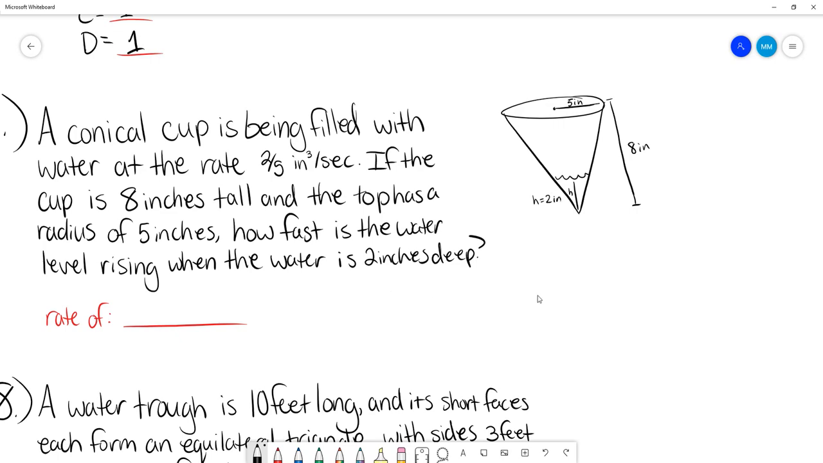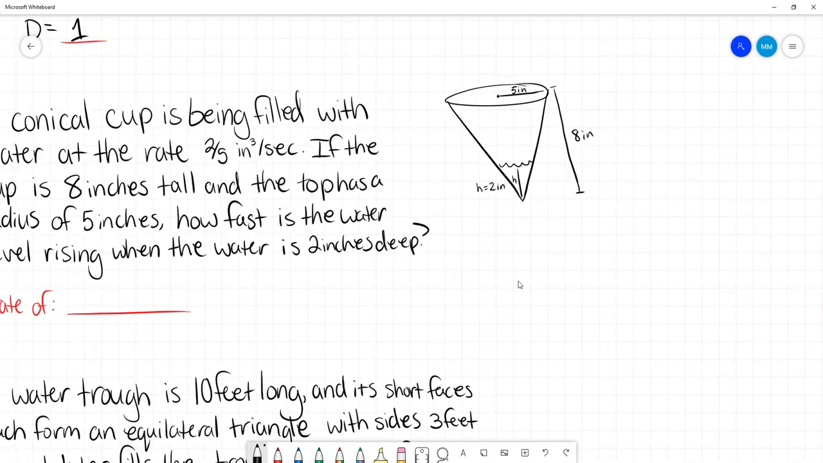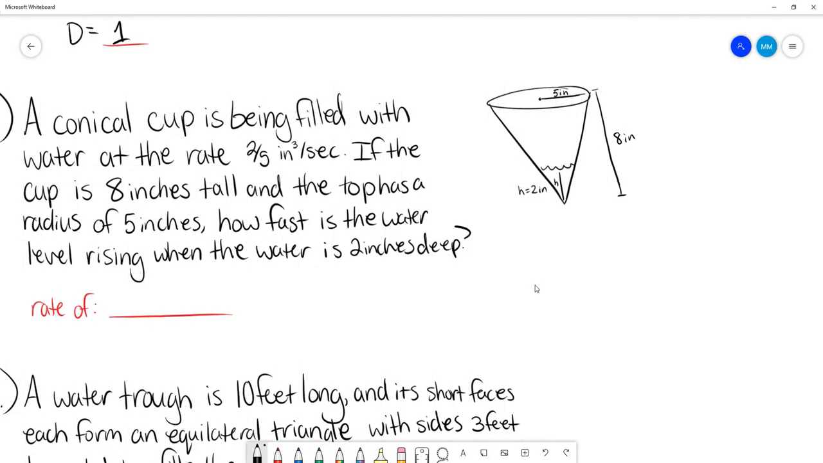Okay. Well, I know off the top of my head, no I don't, I have it written down that the volume of a cone is 1/3 pi r squared times the height. So it's 1/3 times pi times the radius squared times the height.